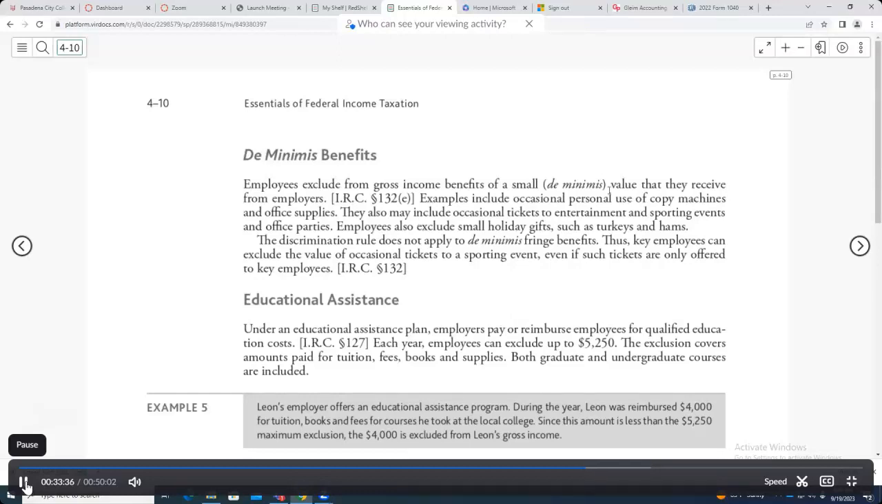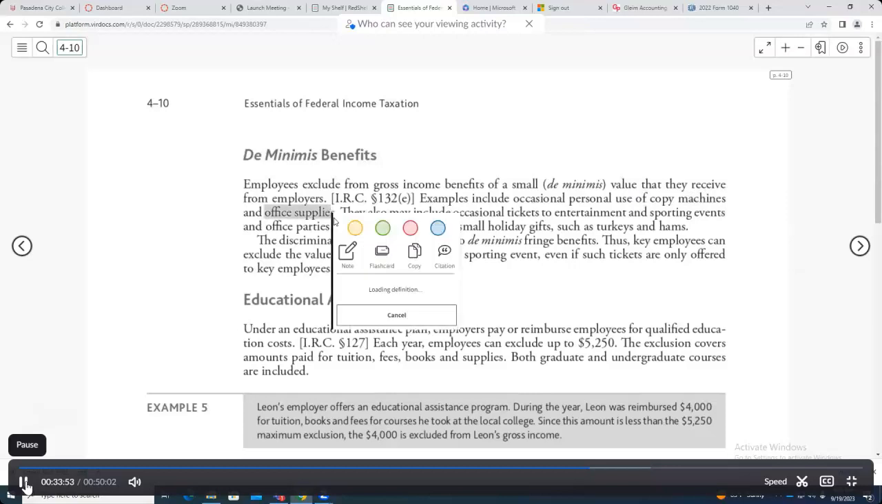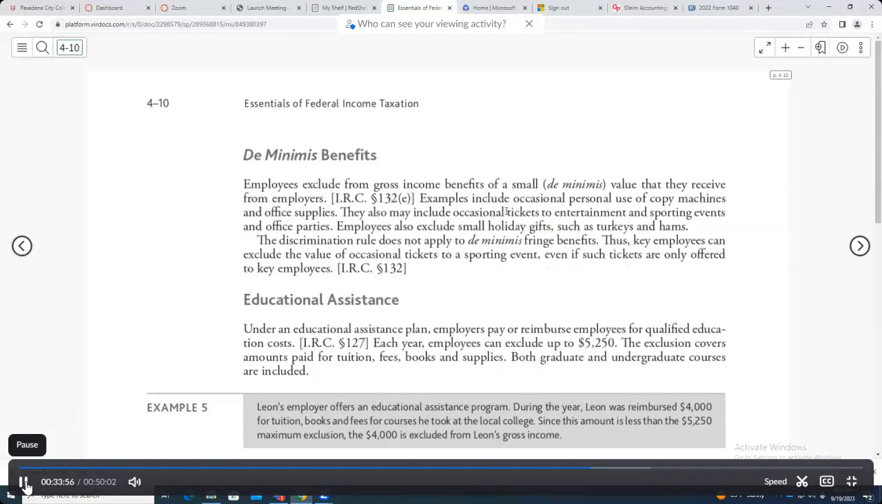So de minimis is a small value, a small benefit. That's why they call it de minimis. It's value that they receive from employers, like personal use of copy machines or office supplies, or a ticket to a Dodgers game, maybe something like that. A small holiday gift, turkeys, hams, those types of things. And if that is offered to anyone, because it's de minimis, it is not taxable.